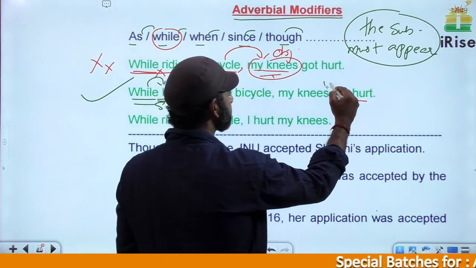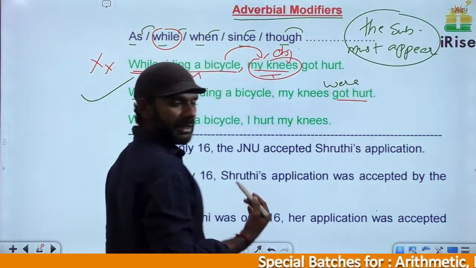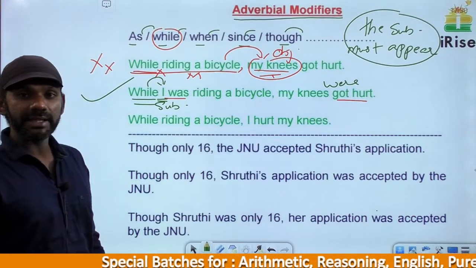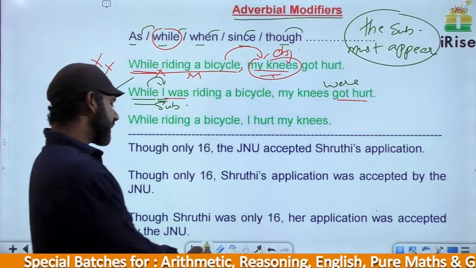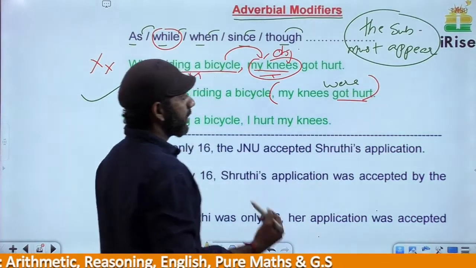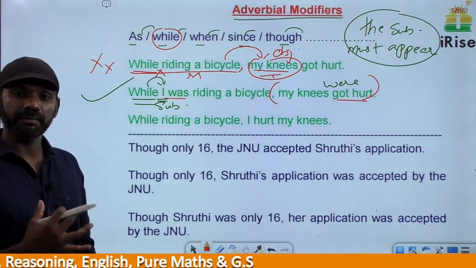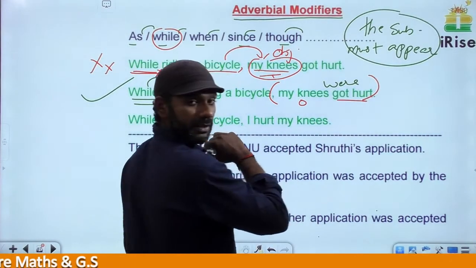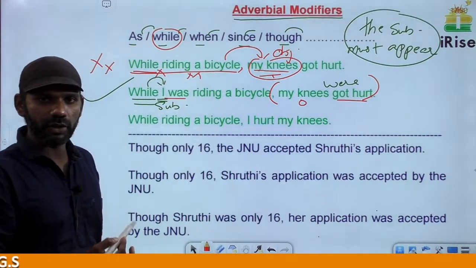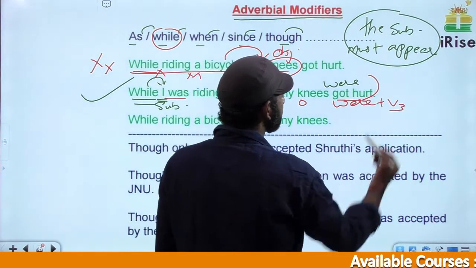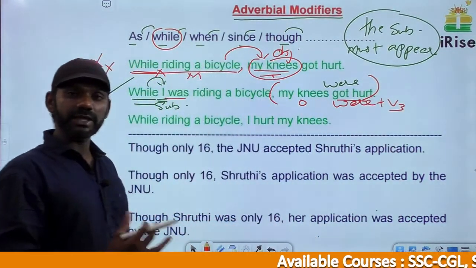Got hurt means were hurt. My niece got hurt means my niece were hurt. Which is the main clause here? My niece were hurt is the main clause here, right? My niece were hurt means my niece received the action. Object comes at the beginning in the passive voice. Were hurt is verb plus V3. Hurt is V1, V2 and V3.